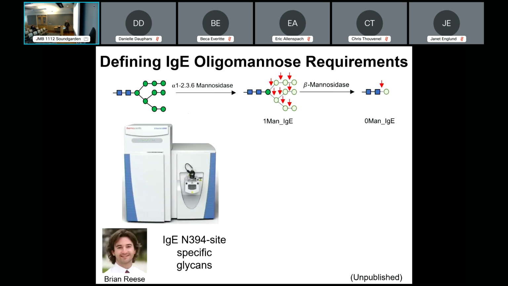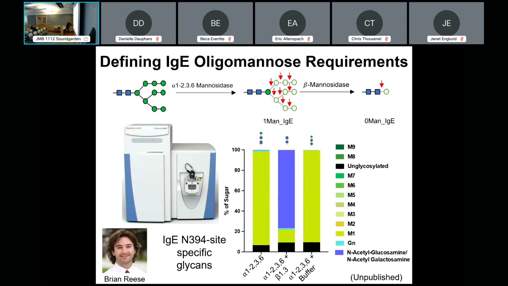And so Catherine then took the MAN1 IgE and treated it with a beta mannosidase to generate this MAN0 structure. And just because the MAN1 structure was barely coming off the HPLC, we turned to mass spec, and Brian Maurice ran this over our Q-Exactive. And this is what he found: there were predominantly these MAN1 structures on the alpha-1,2,3,6 mannosidase treated IgE, but when we added the beta mannosidase, we got about 80% that terminated in a single N-acetylglucosamine. So that was nice.